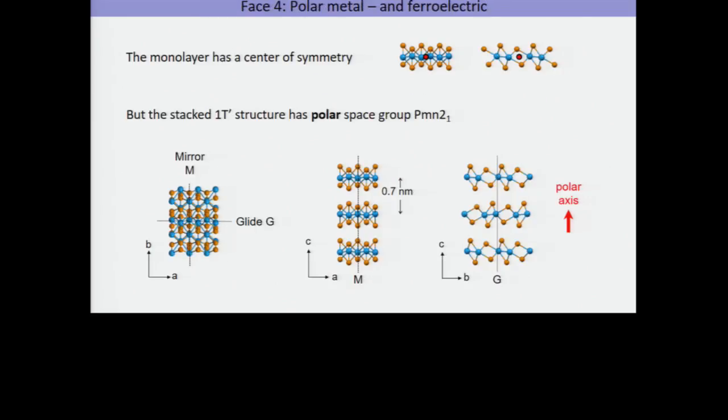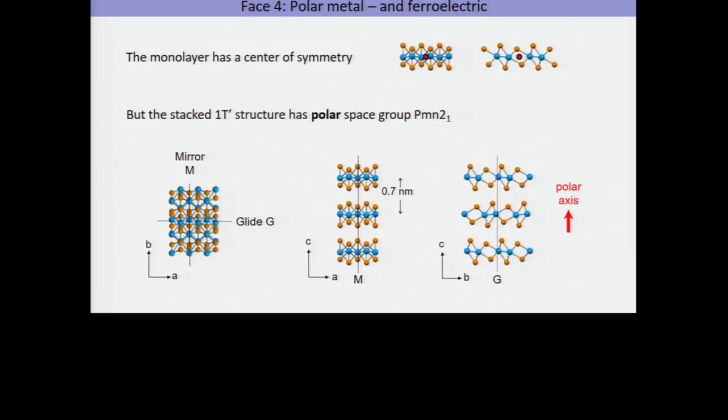Finally, the last and the newest and freshest phase comes when you're all too exhausted to digest any more, right? I apologize, but I'm going to tell you very briefly. This material, WTe2, is also polar.